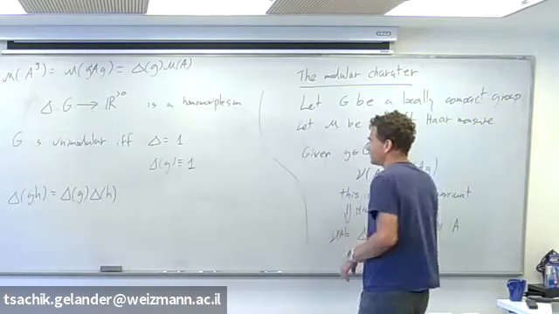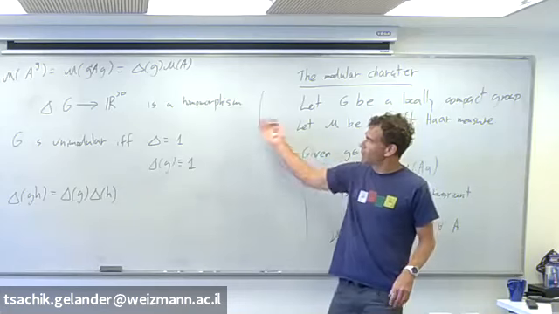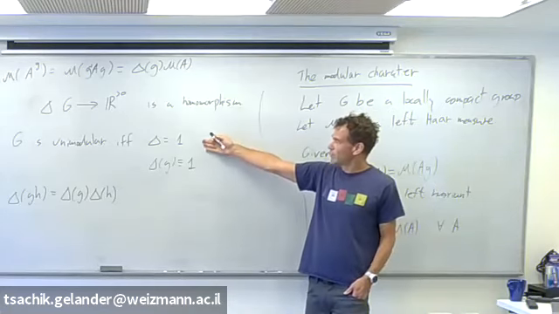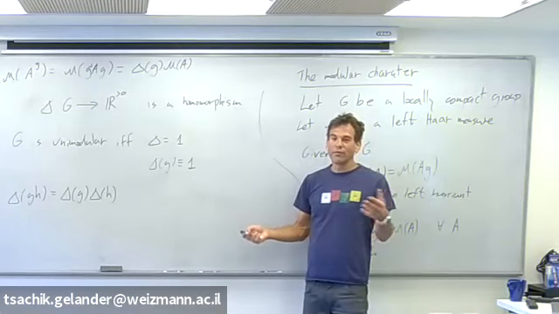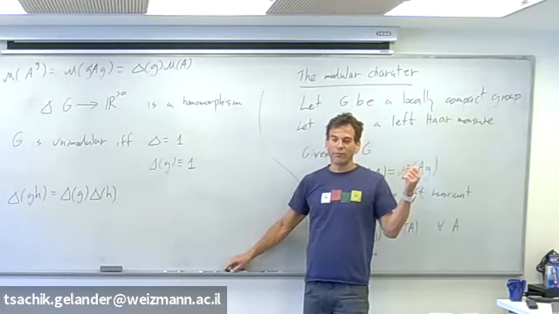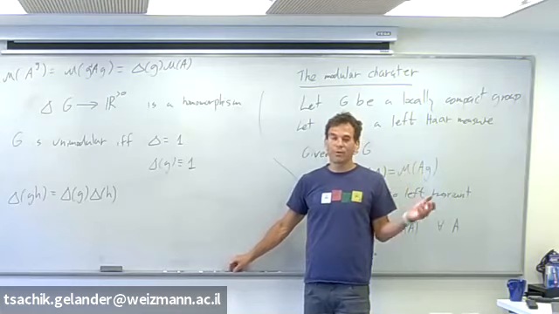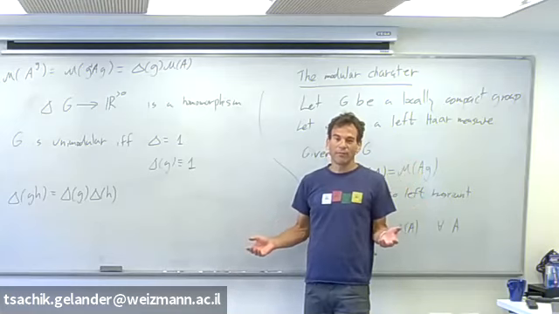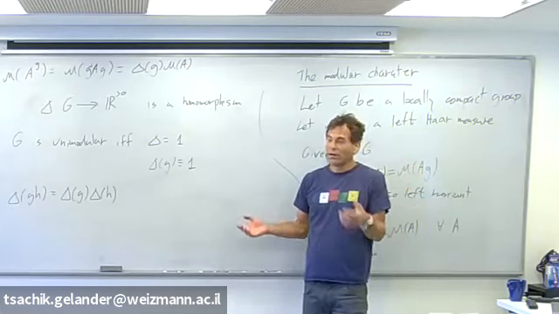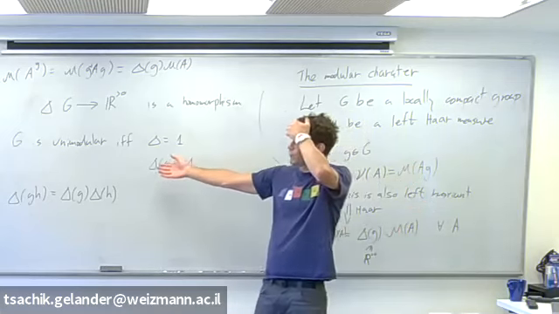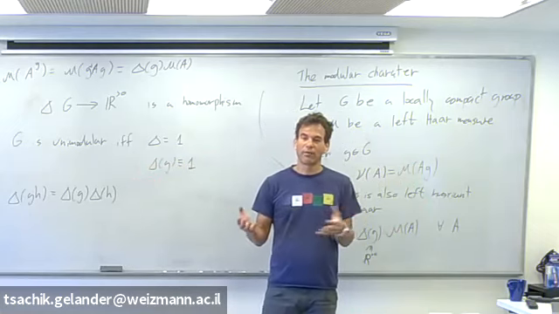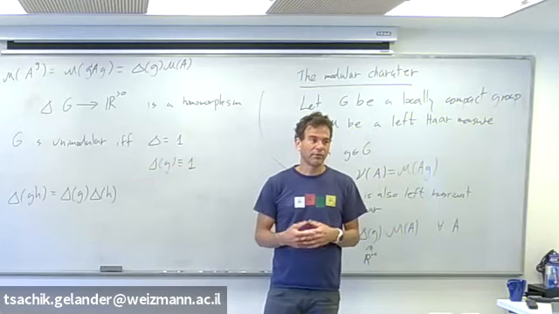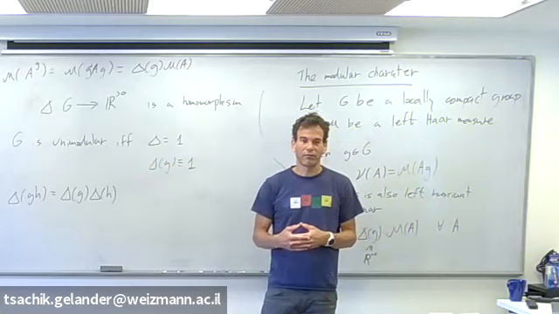So that's the modular character. Now, once you have this modular character in hand, and you know that this defines unimodularity, then immediately you see what I told you as an exercise before, that a compact group is unimodular. Why? Because you need to show that this character is also continuous. But this is because the Haar measure is very regular, so you can see that this character is continuous.